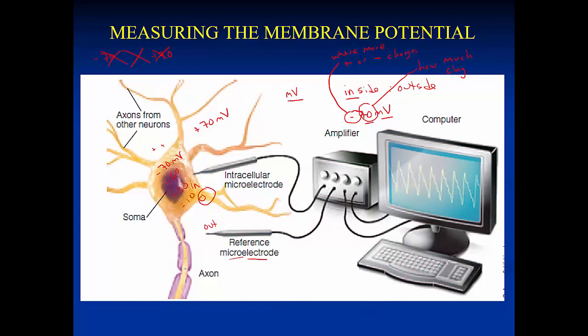Okay, so if the inside's minus 70, the outside's plus 70, what's the difference in charge? The amount of difference is 70 millivolts. All the sign tells you is where there's more positive or negative ions. That's very important.